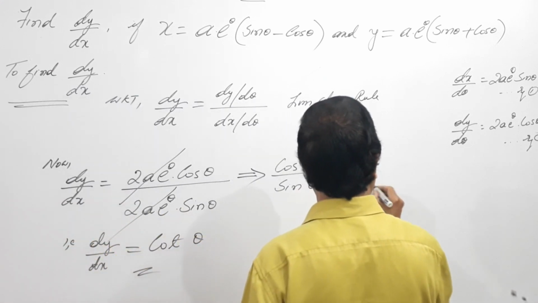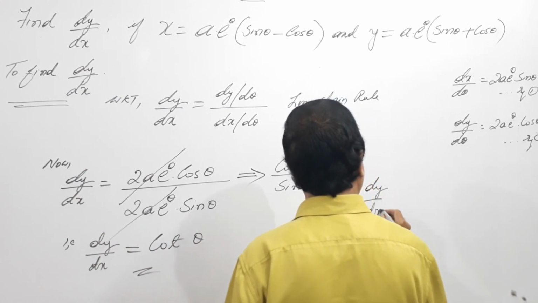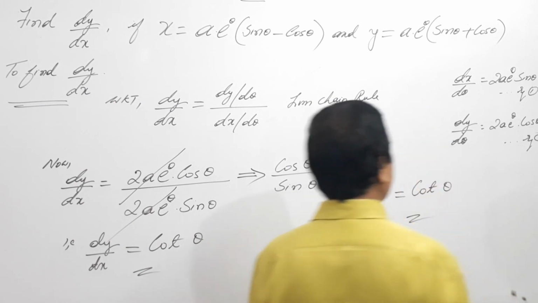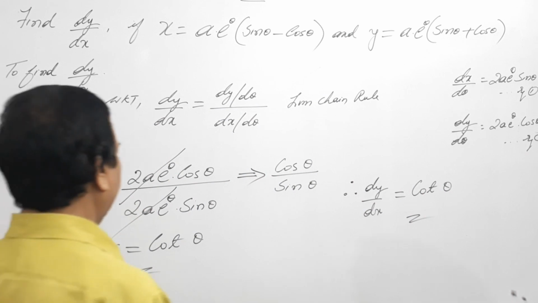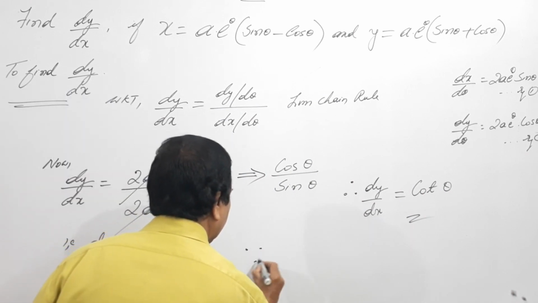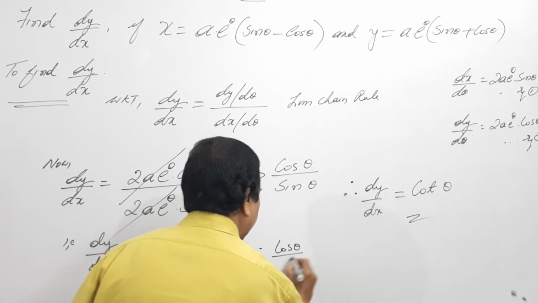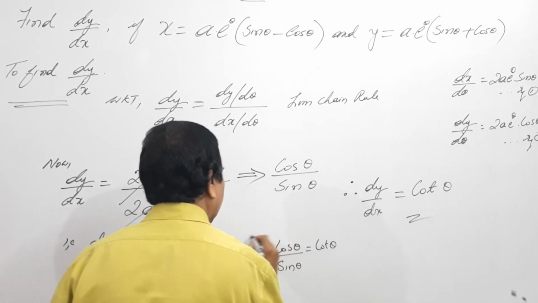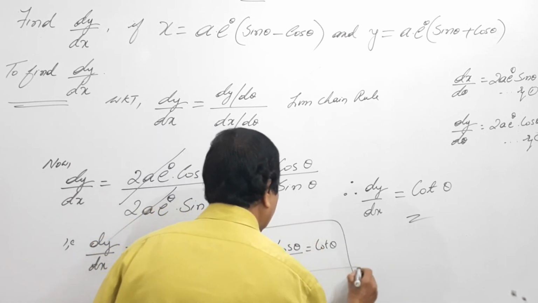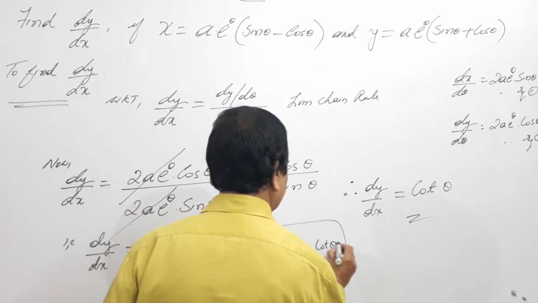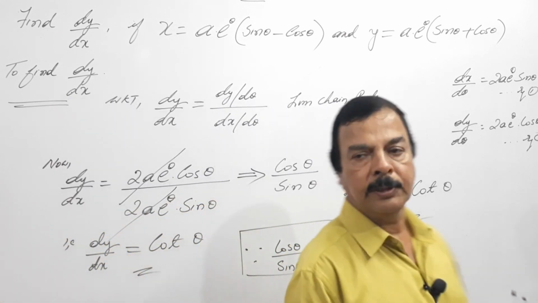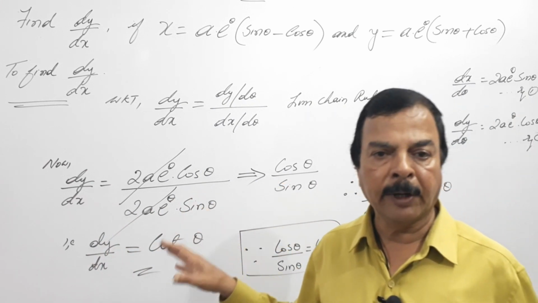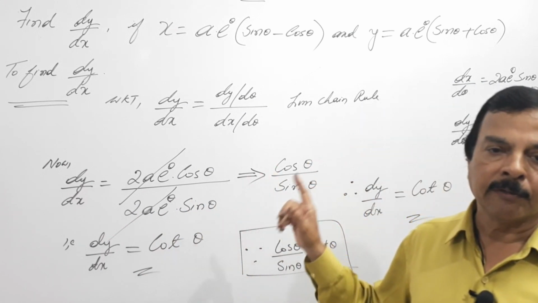Therefore, dy by dx equals cot theta. This is the required answer. Here you can write, since cos theta by sin theta equals cot theta. So dear students, if you can do this much in the examination, you will be allotted 5 marks. You can score 5 on 5.